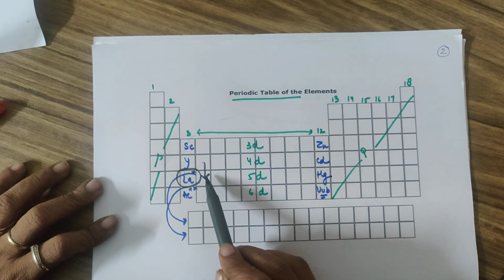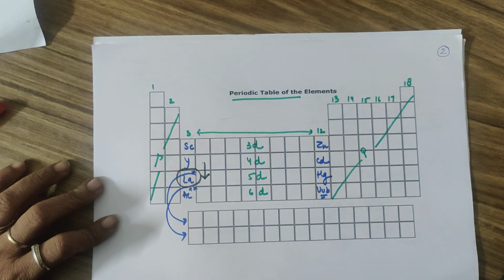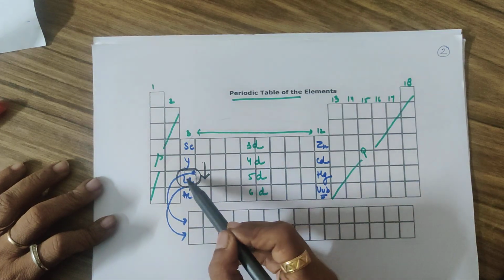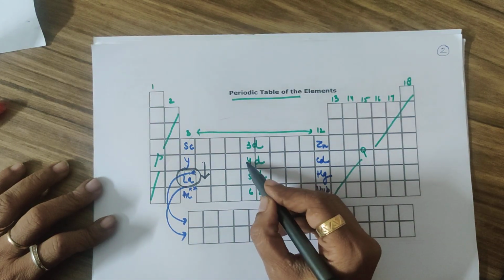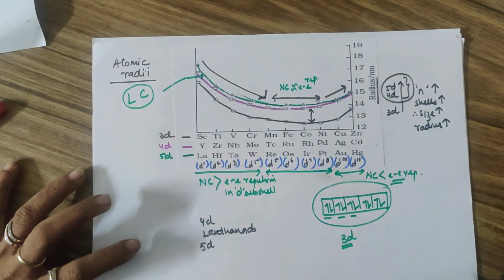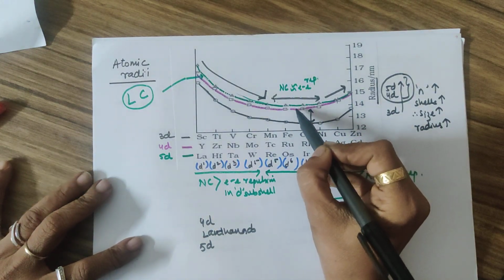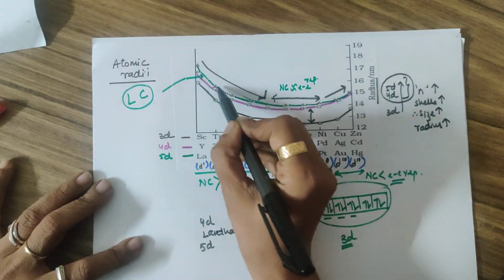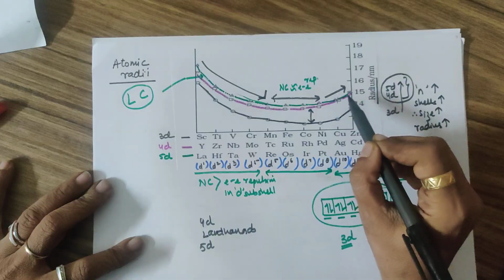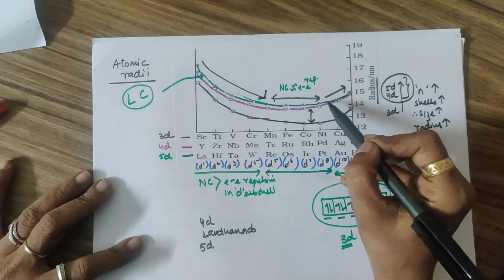There is something called a lanthanoid contraction, which you can refer to in the third part of the video of this chapter, where I have dealt with the lanthanoid contraction. It is because of these lanthanoids that the size between 4D and 5D does not change much. That's the reason you have a similarity in the size of 4D and 5D here. These two lines are almost very close, showing that the sizes of elements of the 4D series and 5D series are almost the same.